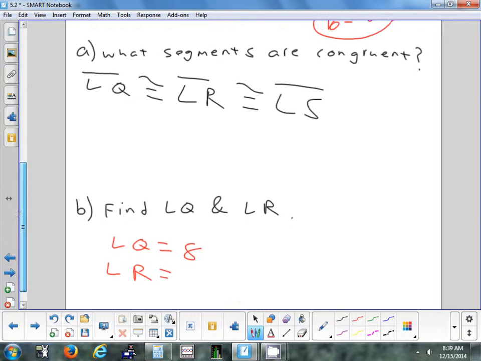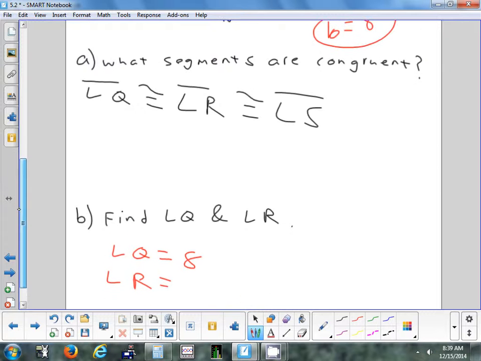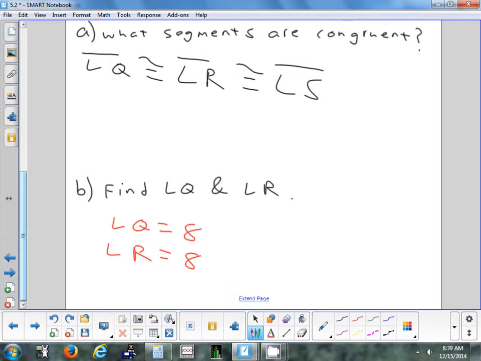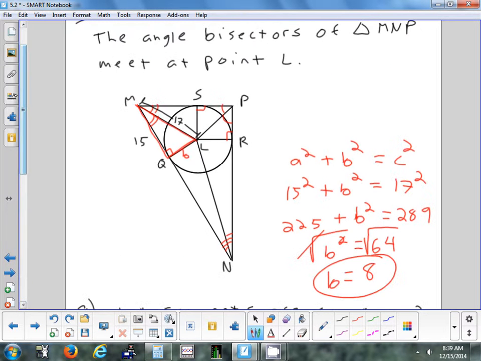How about LR? How long is LR going to be? Well, Alyssa? Yeah, that's also going to be 8. We said earlier LQ and LR were congruent, so they have to have the same measure. Okay.